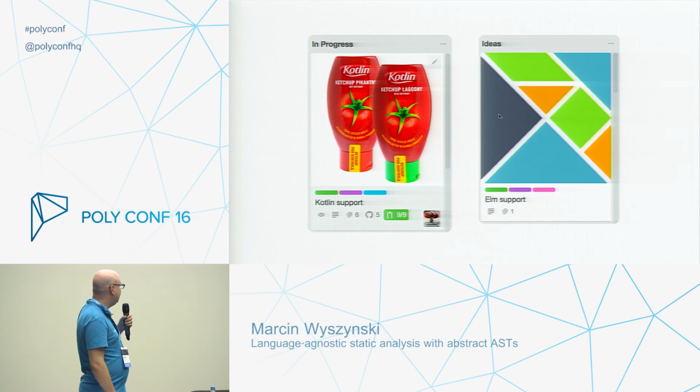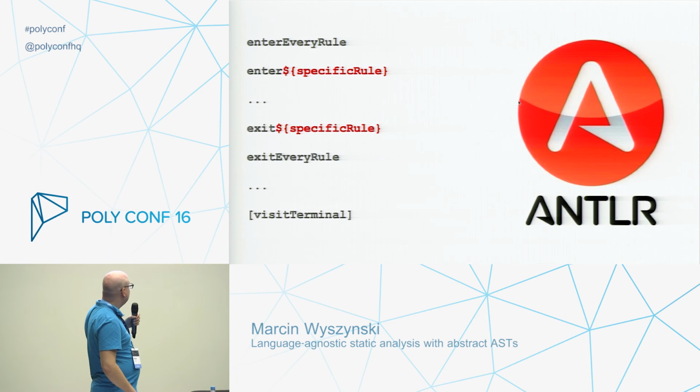Yesterday we saw an inspiring talk about Elm, and I just put it on our Trello board, ideas, Elm support. Is there a good parser? I can write my own parser. How I can write my own parser is that if there is no parser that suits our needs, we can always use a parser generator like ANTLR. ANTLR is a fantastic API to work with.